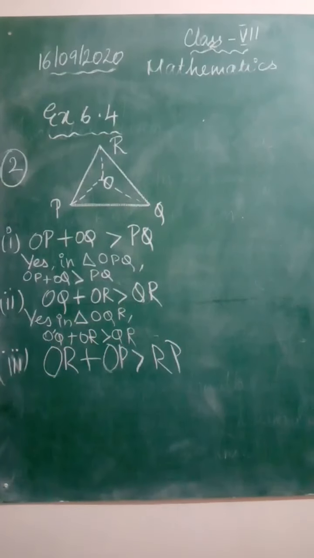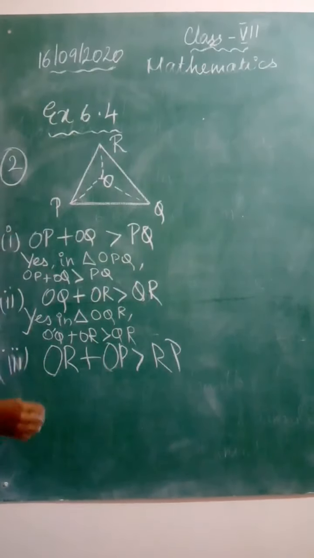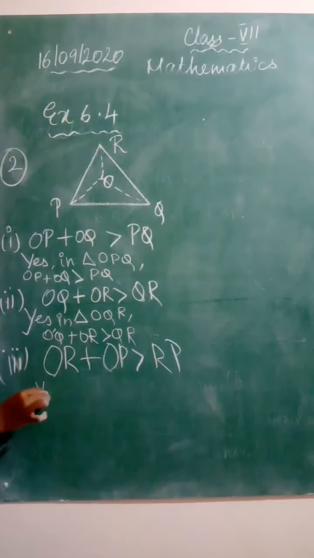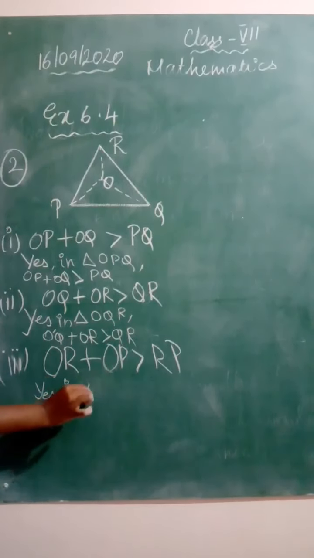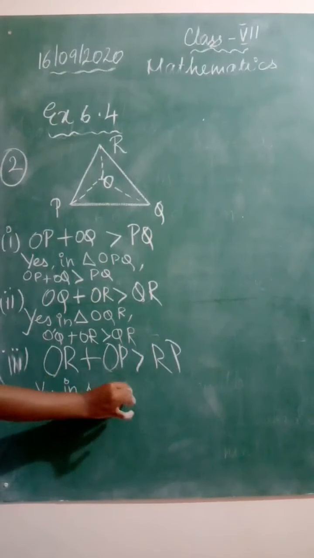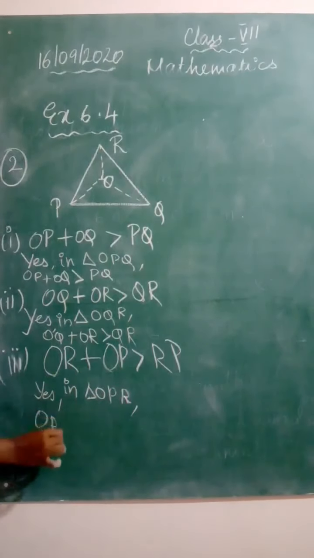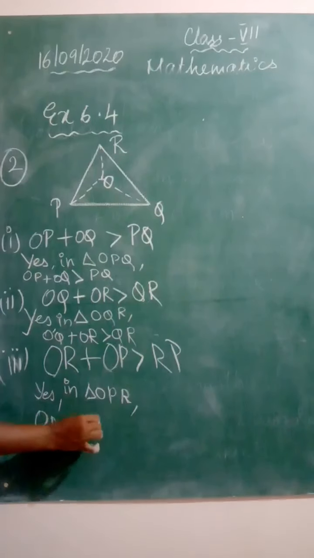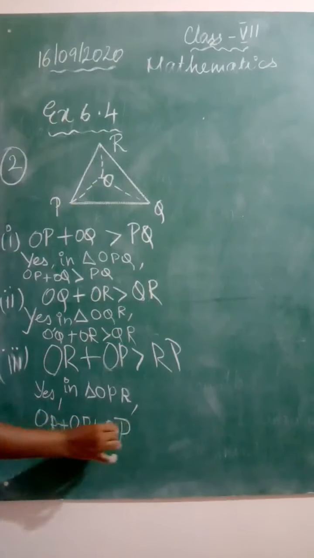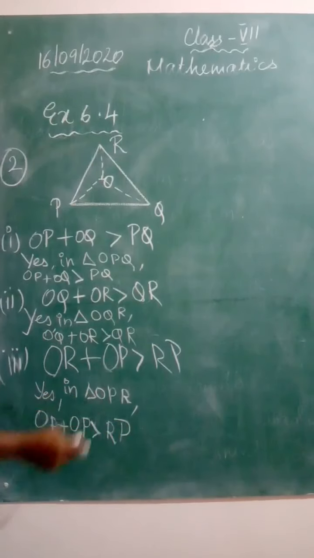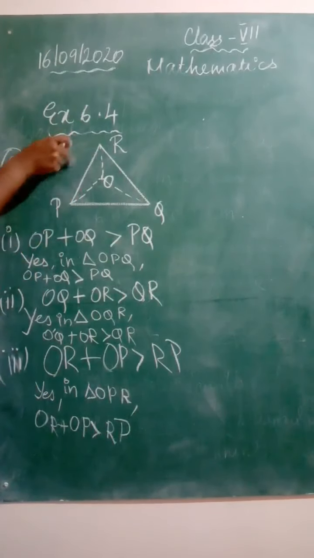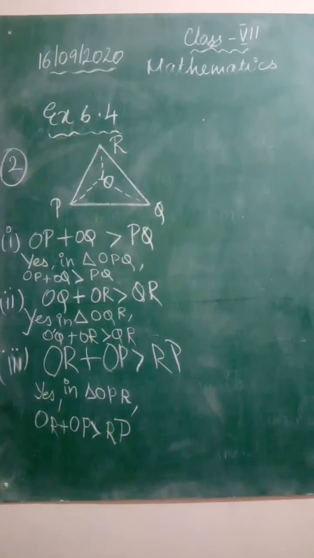Okay. Next, the last one. So this is in triangle OPR. Okay. So yes, in triangle OPR, OR plus OP is greater than RP. Okay. So you can even say this as triangle ORP also. Either you can say ORP or OPR, anything. Okay. So by using the property that the sum of any two sides of a triangle is greater than the third side, we have proved this.